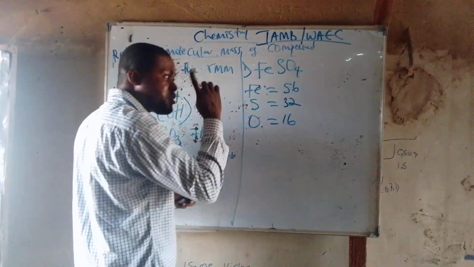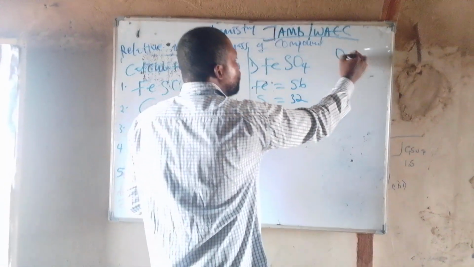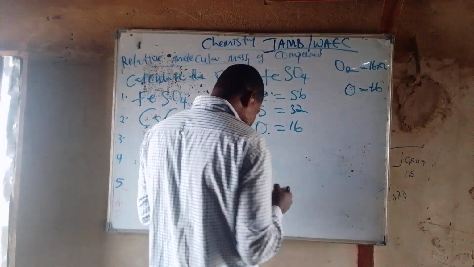O is 16 for 1, but oxygen gas is 32. They say oxygen gas is O2, but only O is 16. See, 16 times 2 gives 32, but only O is 16. Take note and don't forget.